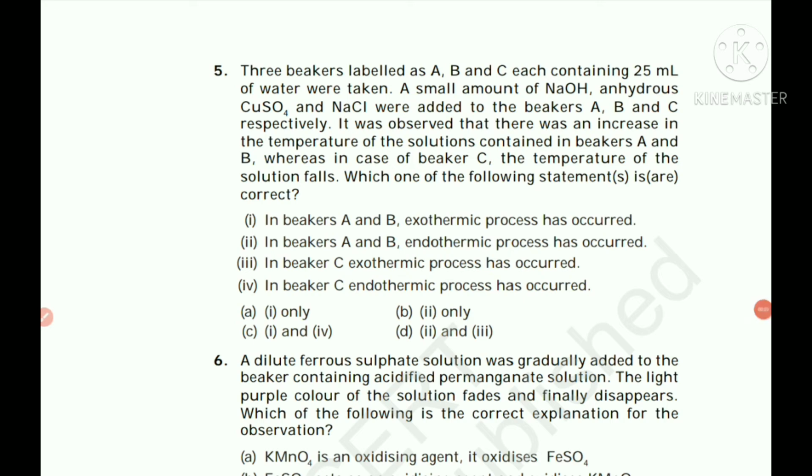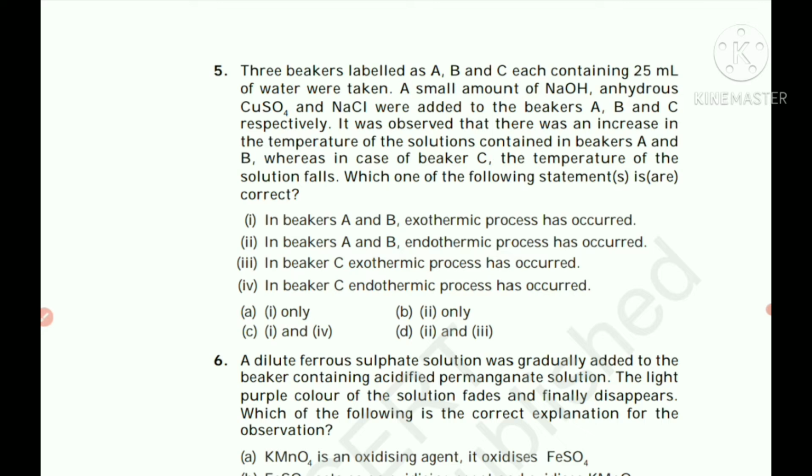Now the fifth question. Three beakers labeled A, B, C, each containing 25 ml of water, were taken. A small amount of sodium hydroxide, anhydrous copper sulfate, and sodium chloride were added to the beakers A, B, and C respectively. It was observed that there was an increase in the temperature of the solutions in beakers A and B, whereas in beaker C the temperature of the solution falls. So we have to tell which is correct.